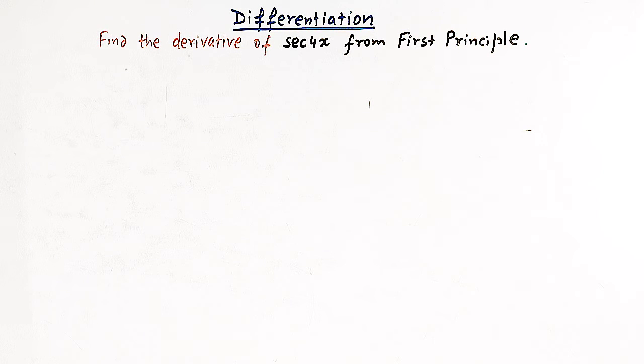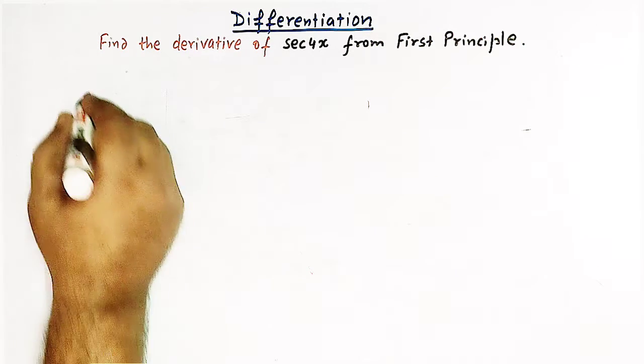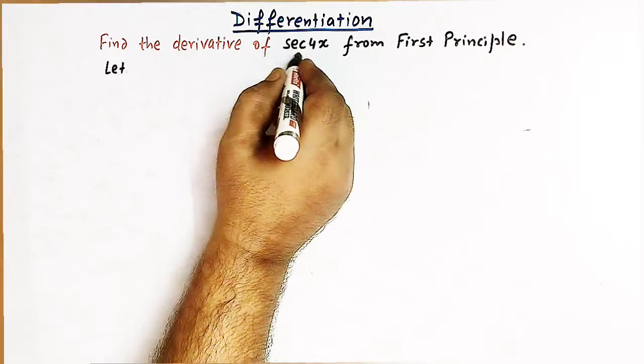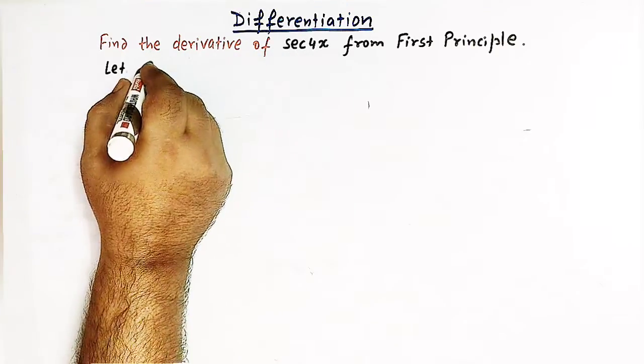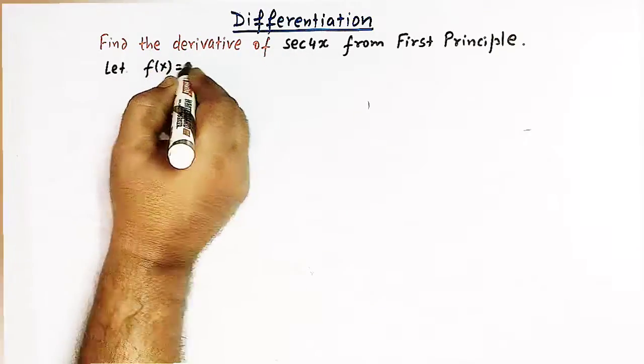Hello viewers, in today's session we are going to discuss another important and conceptual problem from differentiation related to first principle. Here we are going to find out the derivative of secant 4x from first principle. So let us start. Let us first take this function secant of 4x as f of x.